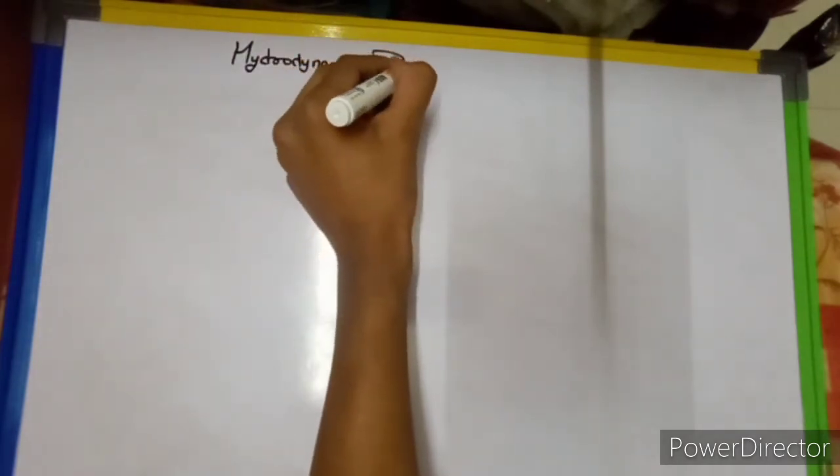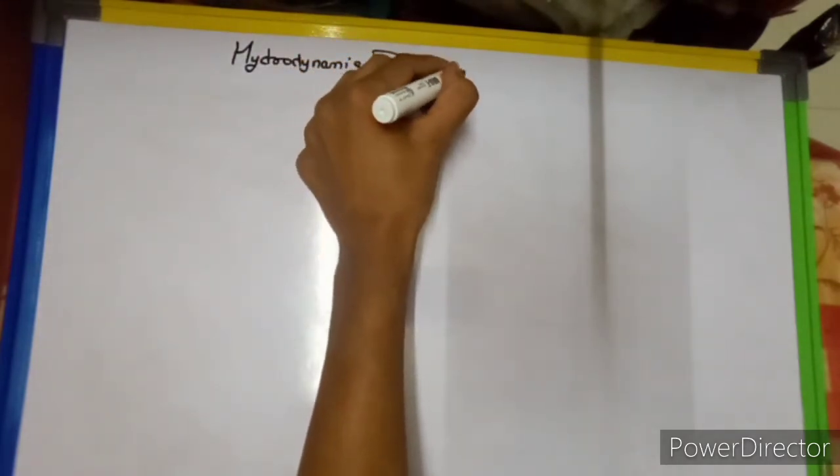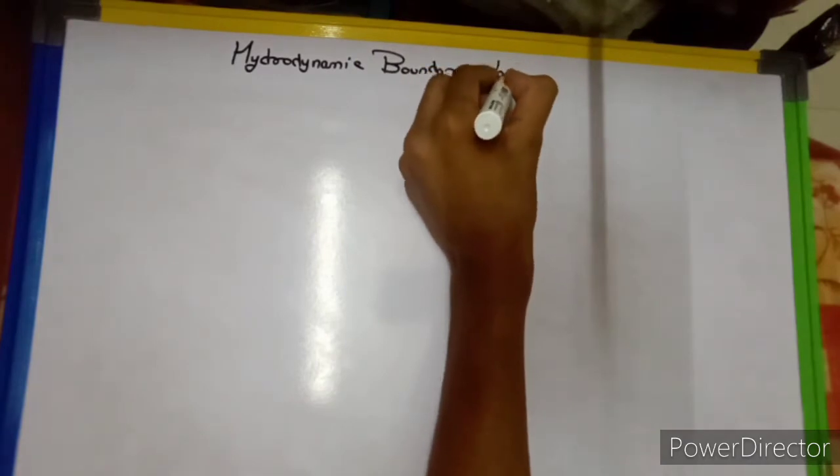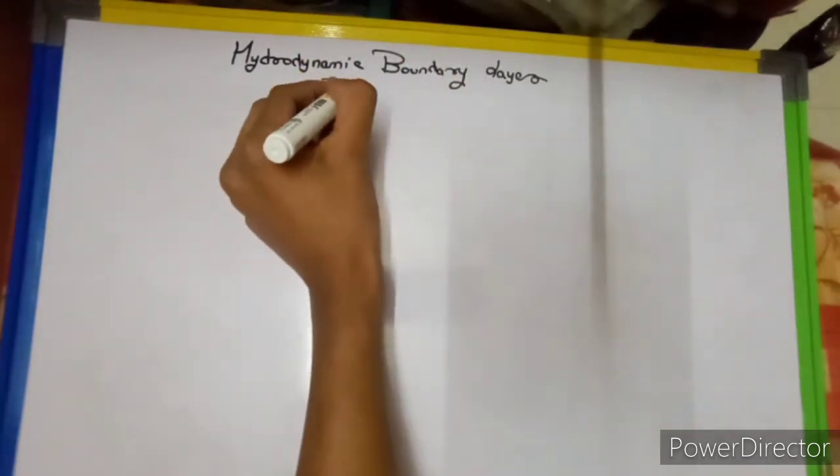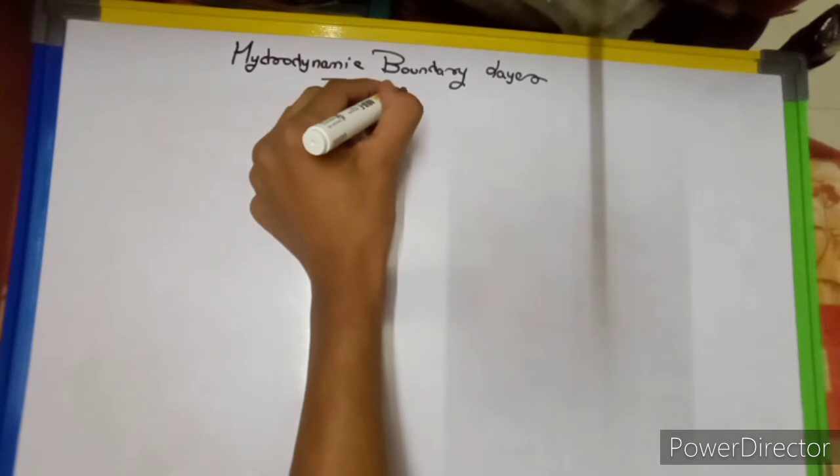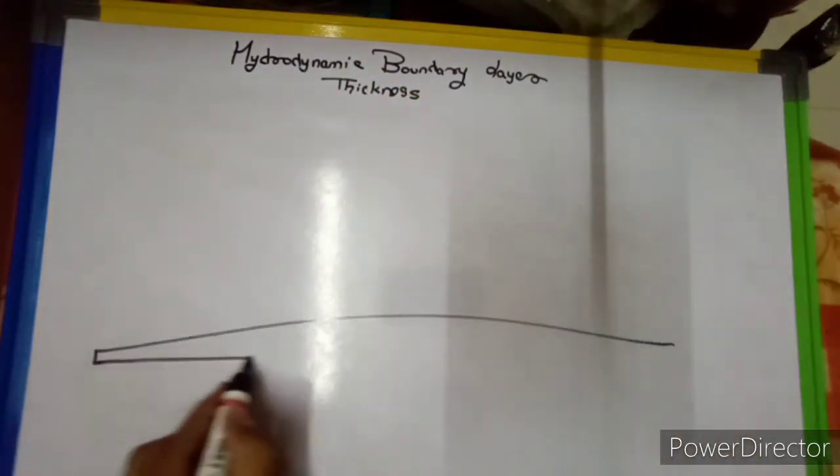So now we'll study an important topic called hydrodynamic boundary layer thickness. This you would have studied in FM, fluid mechanics. We will go back and just revise it. The hydrodynamic boundary layer plays a very important role. The diagram itself is important. So consider a plate.